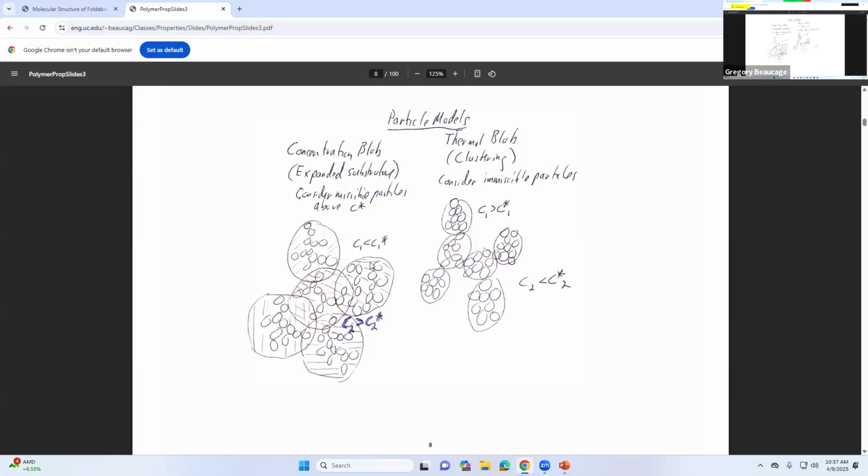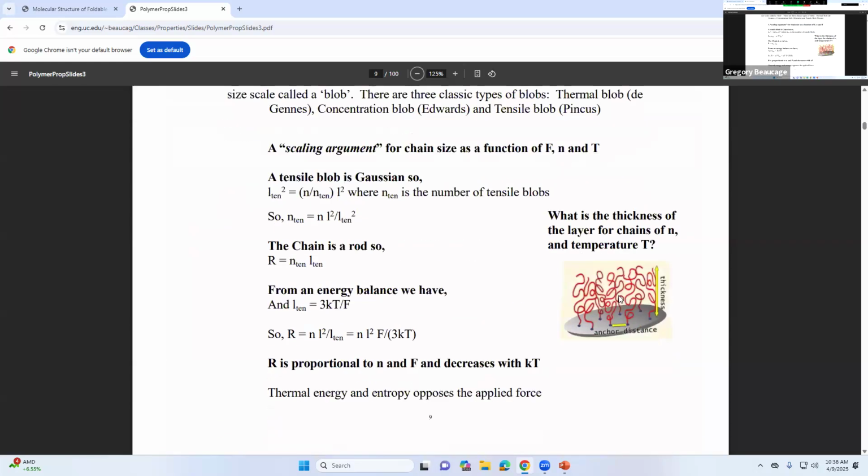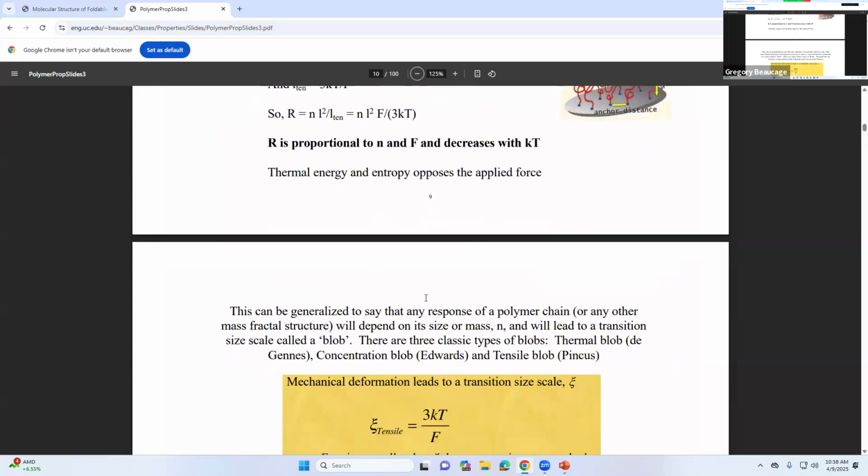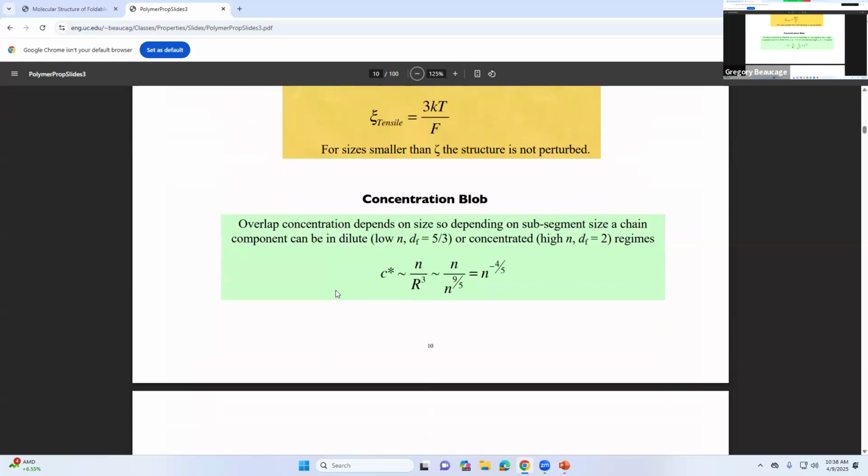So the thermal blob. The idea with the thermal blob is that the interaction for the large chains, so the collapse is the opposite for the thermal blob. You get local collapse, and then you get good solvent scaling at the large scale. So I'll talk about it after this, because that's more complicated to deal with. All right, so that's the tensile blob stuff. Tensile blob is what the paper's about this week. So that's kind of a simple one.